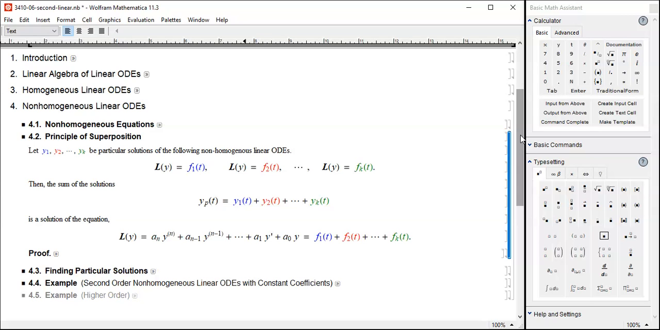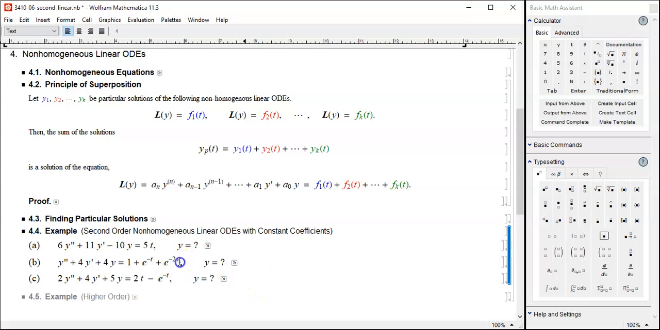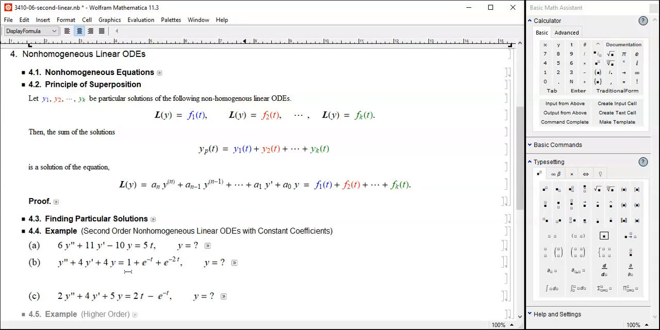Now, what if you have several independent terms added together in the right-hand side, the non-homogeneous part? What if you have f1, f2, f3, and so on just added together, kind of like this example here? In that case, you can decompose them into several different non-homogeneous linear ODEs, solve them separately, and add them up, and that's going to be my solution. Basically, according to this principle of superposition, we can do it this way.